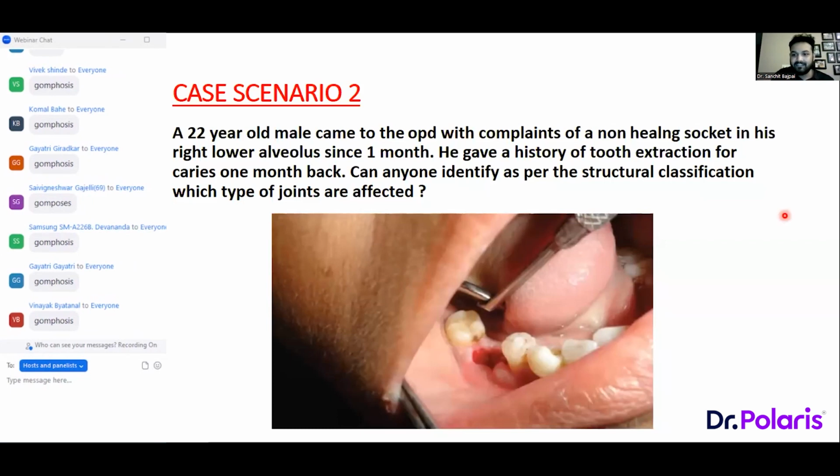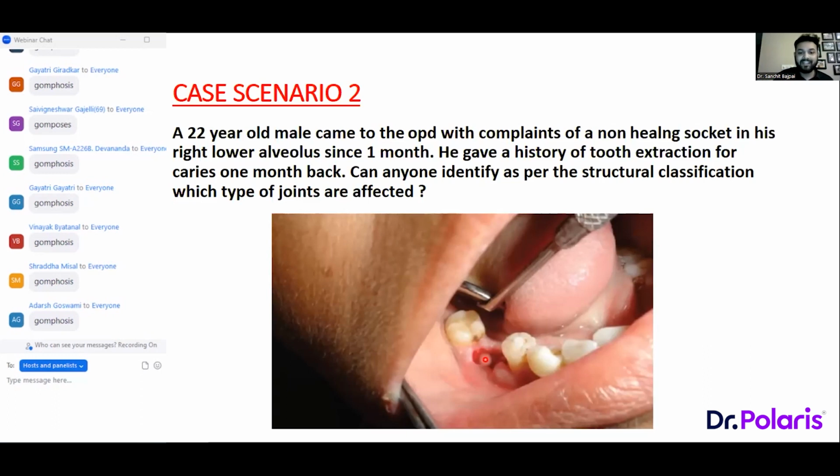Hello, ma'am. Hi Vivek. So gomphosis, can you explain what gomphosis is? Gomphosis is a joint between the tooth and the peg socket of the jaw. So it is also called a peg and socket joint, a tooth attaching itself into the alveolus, so we can call it gomphosis. Correct. So if you have this kind of arrangement like a non-healing socket, you can straight away think, oh, this is gomphosis.